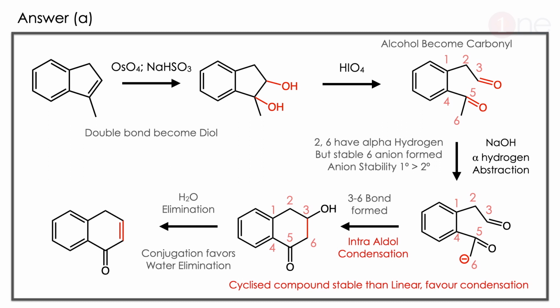Then the intra-aldol condensation will happen. So a 3-6 bond is forming. So the ring is expanded here. The 5-member ring becomes a 6-member ring. So the intra-aldol condensation promotes that one.